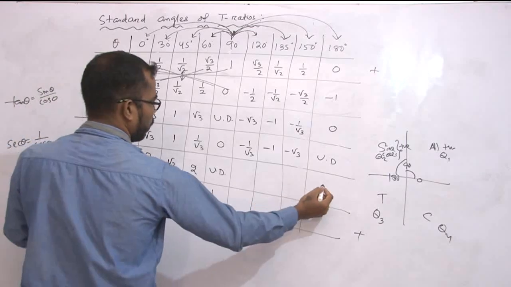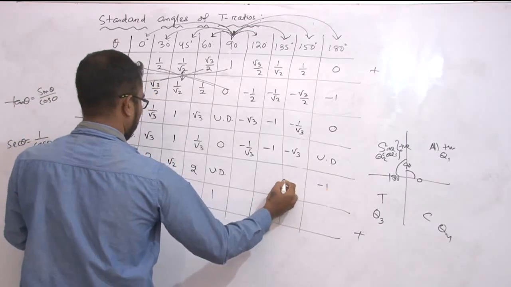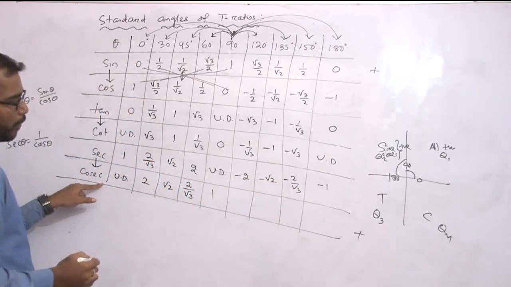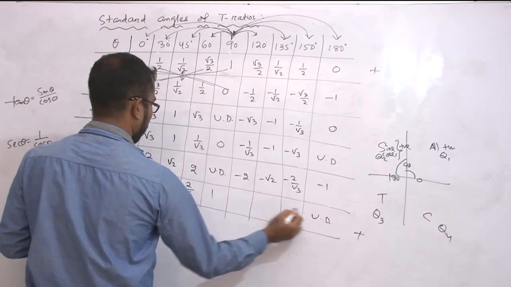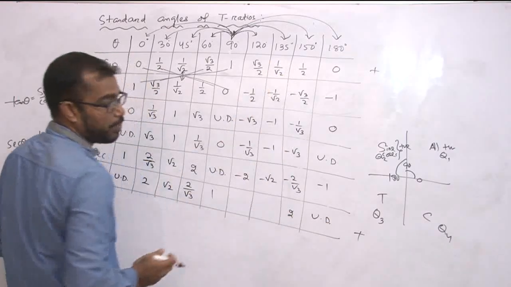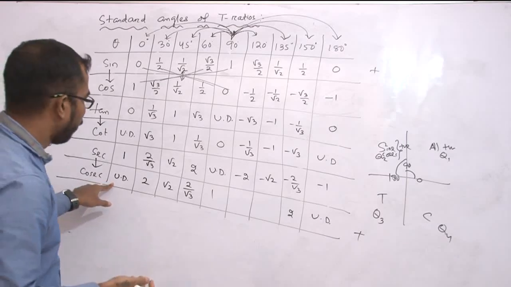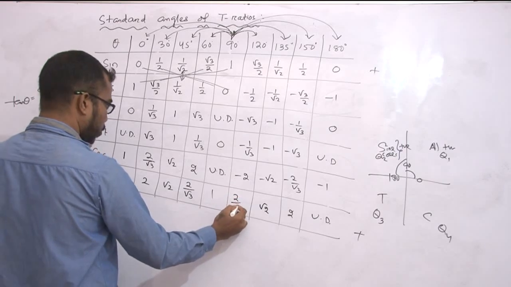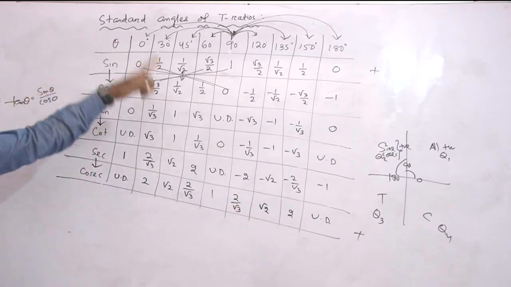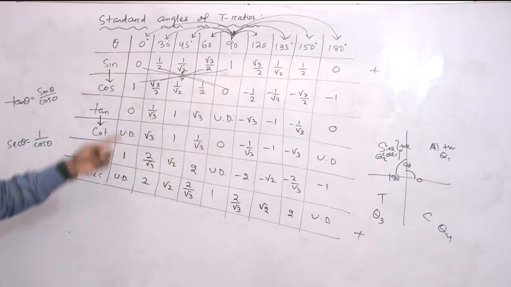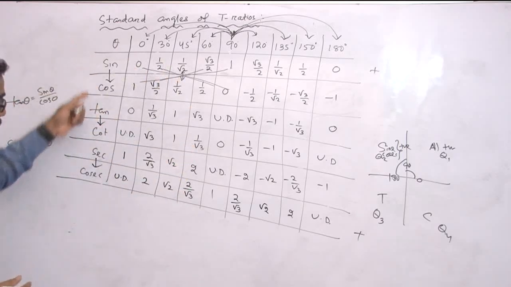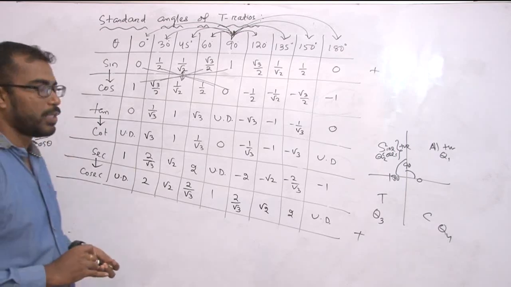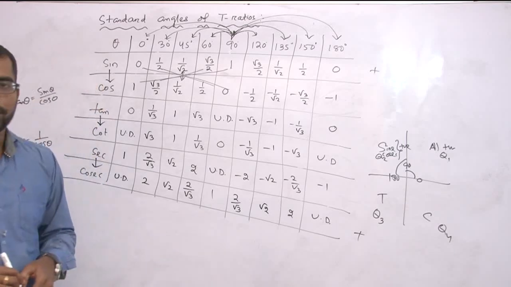And the sec value is also minus 1, minus 2 by root 3, minus root 2, minus 2. And the value of cosec is undefined, 2 because sine and cosec are positive and others are negative. Undefined, 2, root 2, and 2 by root 3. So here is the complete table of the standard angles of all T ratios. So I think that you understand clearly. So have a nice day.